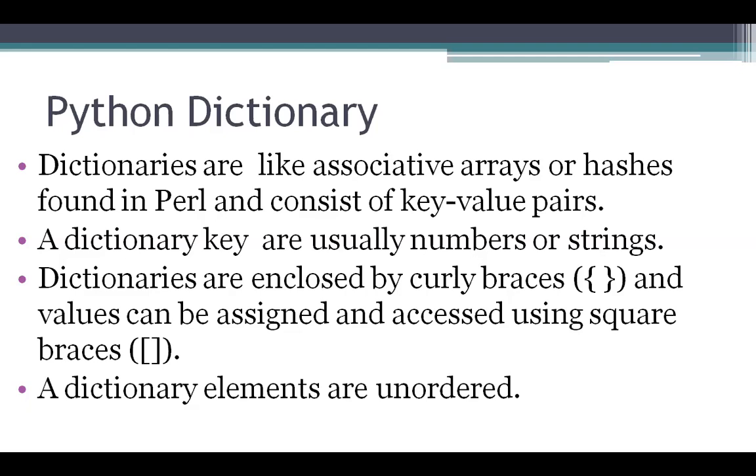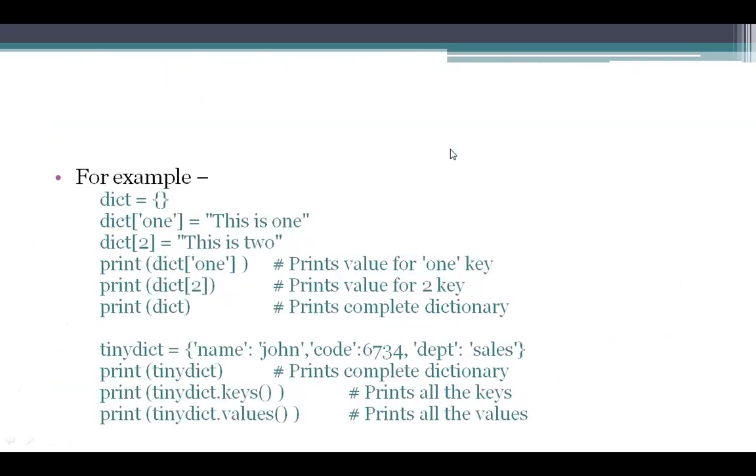And the elements in the dictionary are unordered. So we can see the example here. In the first example, we are creating an empty dictionary with curly braces and adding a value to it, one element with a key and a value. The key is 1 and the value is this is 1. The second key and value is this is 2. If you want to print the value for the key 1, it can be printed like this.